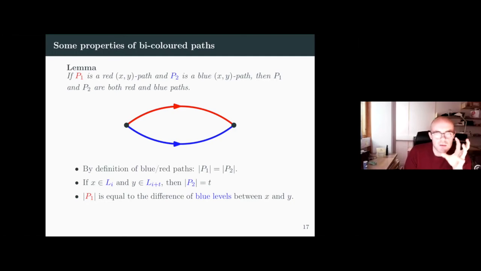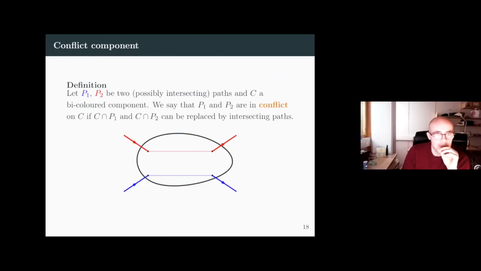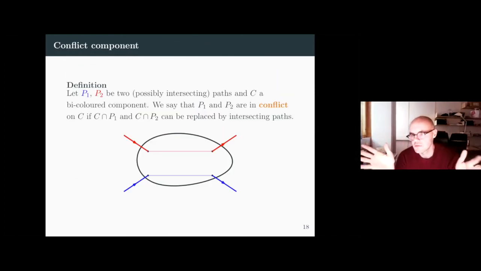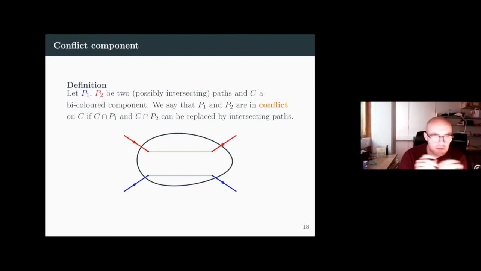And now that you have this property, we can basically define the main ingredient in the proof, the main properties about this component. Again, the definition is a bit strange, but we will see what it means. Suppose you have P1 and P2, which are two paths, one red, one blue, and they're possibly intersecting, but maybe not. It doesn't matter for us now. And you have C, a red-blue component. So what we say is that P1 and P2 are in conflict on this component C.